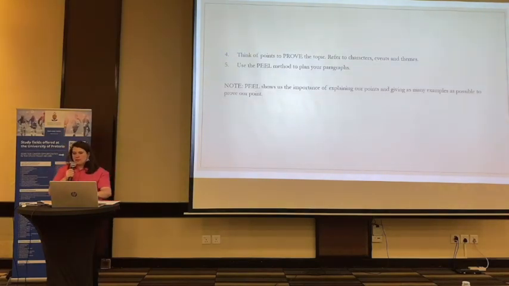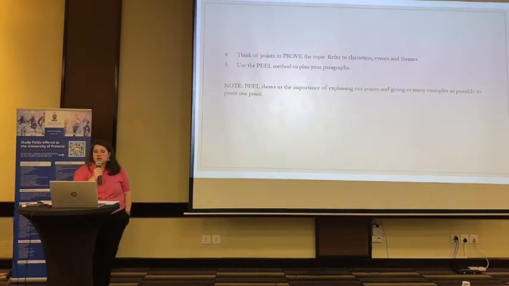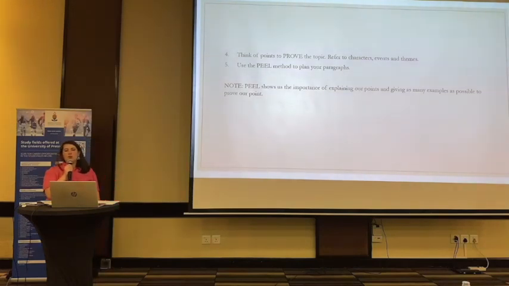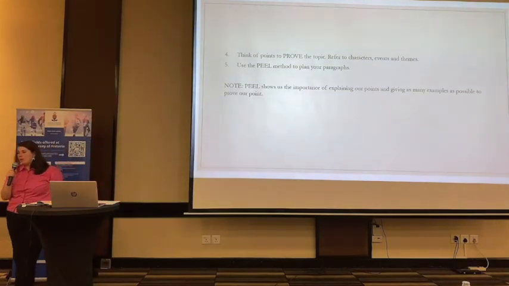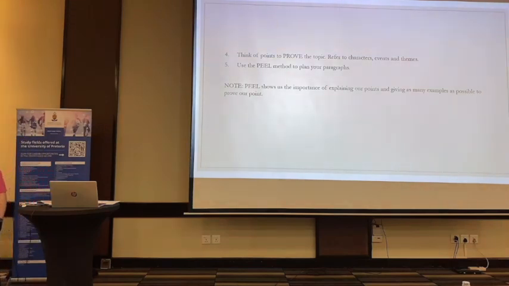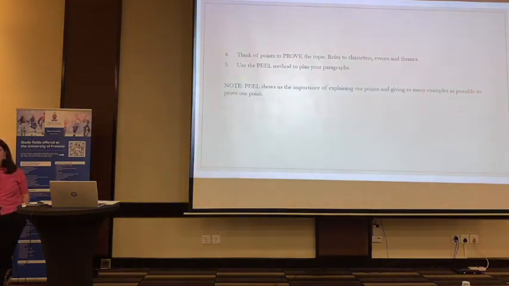Then, the fourth thing that you have to do is think of points to prove your topic. Here you have to refer to your characters, you have to refer to the events that happen in your story as well as your themes. And you can use the Peel method. Anyone know what the Peel method is? I think everyone does. Okay. There's another method, but I don't have time to speak about it now. The whole point of Peel is to show you that you cannot just make a point. You have to explain it, and you have to give an example of it.